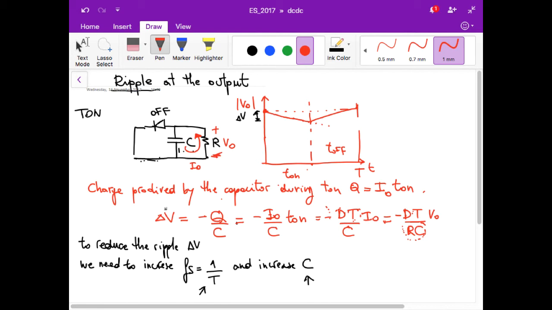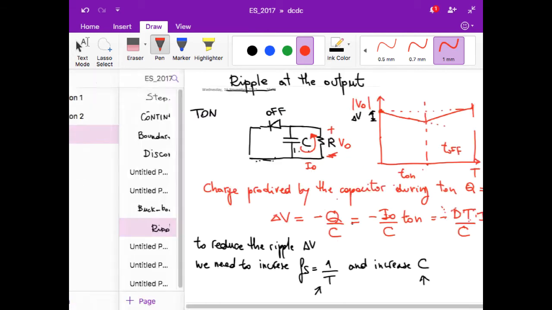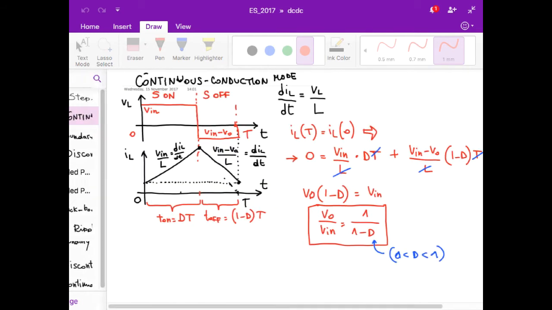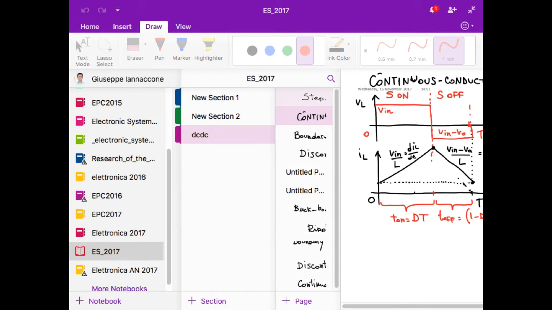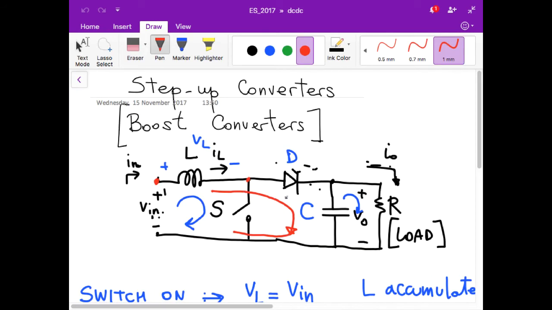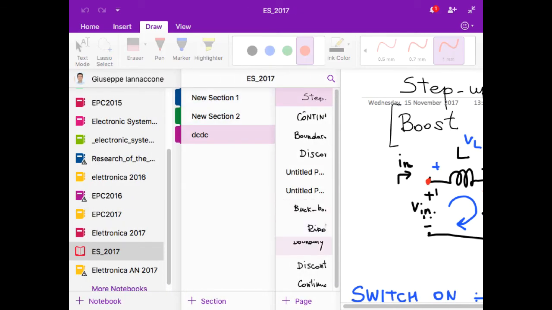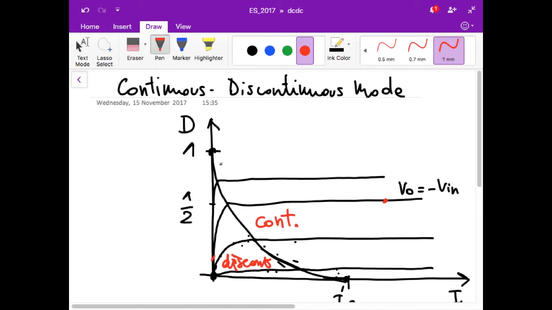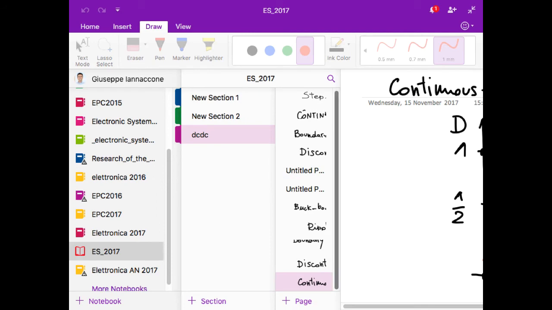Okay, the same thing also occurs for the boost converter. If you look at the boost converter, we have said the same thing. In the boost converter, during T on, the diode is off, and the load is only connected to the capacitor. So for the boost converter, we would need to repeat exactly the same type of reasoning.